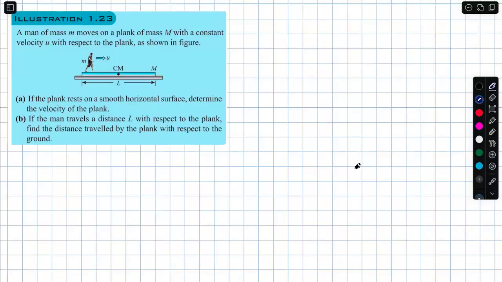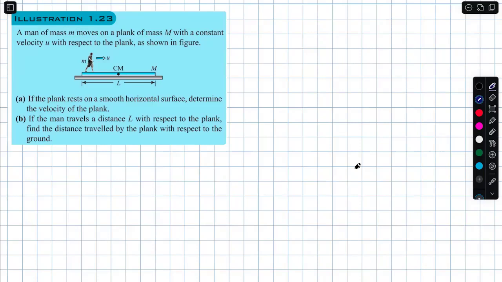So, in continuation to our previous class, we have 10 more problems to cover. A man of mass m moves on a plank of mass m with a constant velocity u with respect to the plank as shown in the figure. See, he's moving with the constant velocity. If the plank rests on a smooth horizontal surface, determine the velocity of the plank.